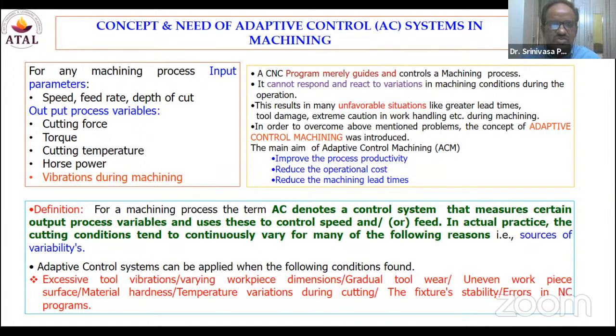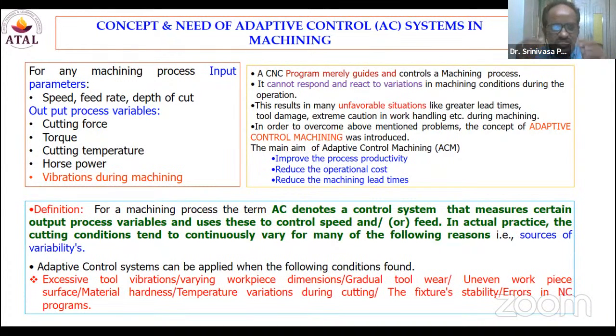It is ready to give suggestions for increasing or decreasing the input parameters according to the situation, according to the variability. So the adaptive control system is going to act according to the situation with respect to the variability identified during the machining. Whenever it identifies some variation in the machining, it is going to give solution number 1. If not, solution number 2, solution number 3. For every variation, it has a new set of solutions.